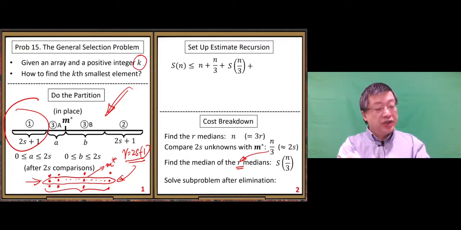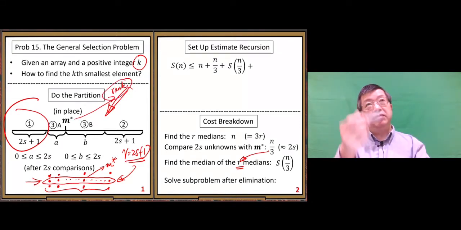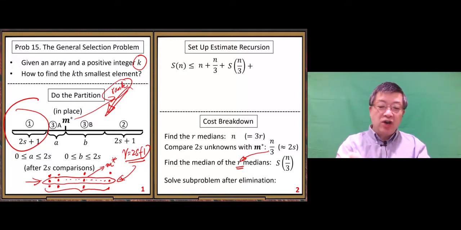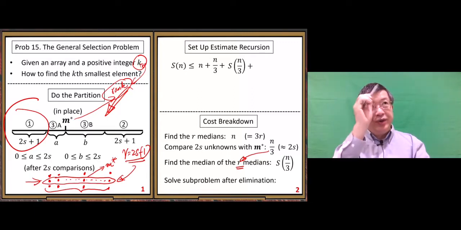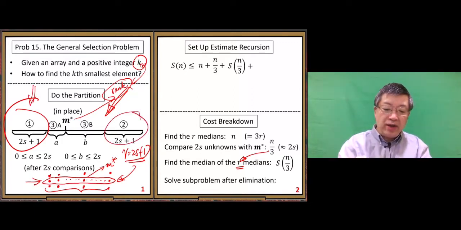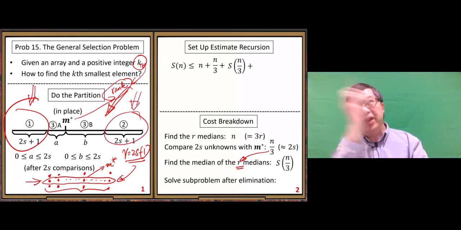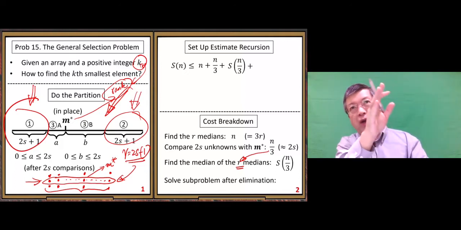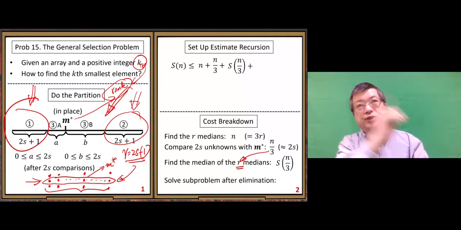So the k value is known. The rank of m star is known, right? In place, that number is known. So you compare k with the rank, less than or greater than, so you know which side you should eliminate, either part A or part B. You know which side you should eliminate, but only one of the two sides.